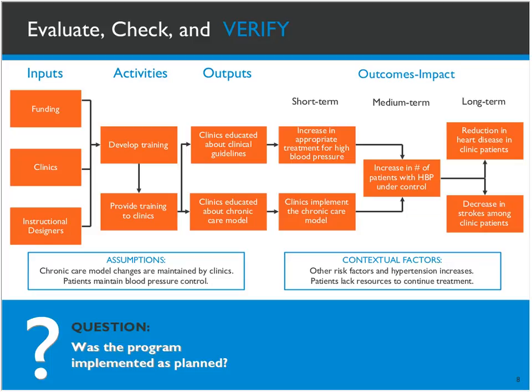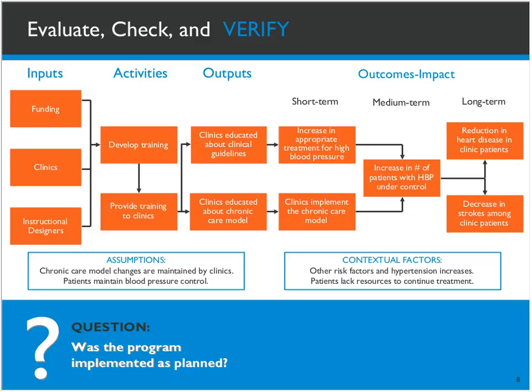So in order to ensure that the program that we developed and implemented had an impact on some of these outcomes, whether they were short-term, medium-term, or long-term, this is where evaluation will come in. We should evaluate, check, and verify, and we can do this at many points throughout this entire program. So one of the questions that I would be really interested in knowing is, did we implement the program as it was designed or as it was planned?